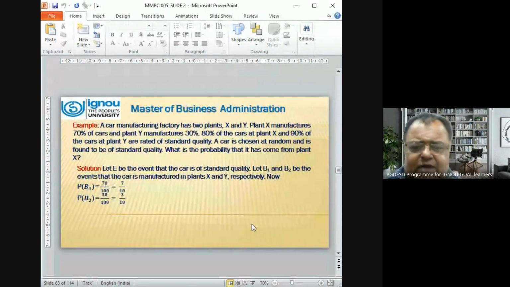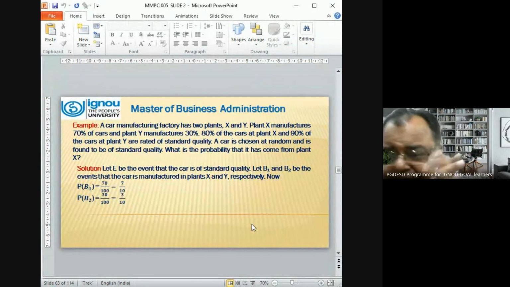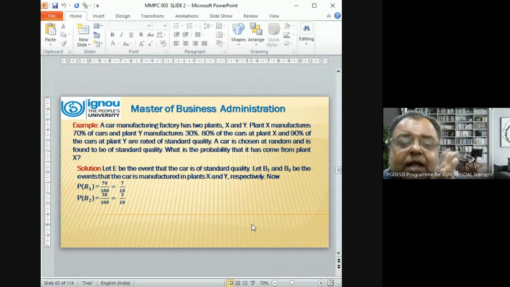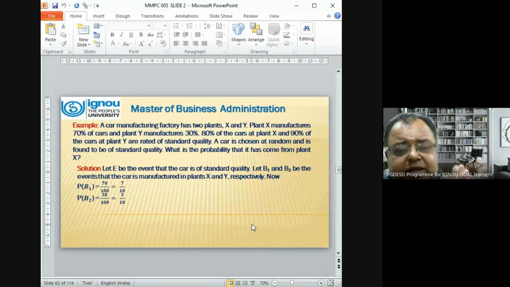This is Bayes conditional theorem, which is Bayes' theorem. Now see, how interesting is the problem. A car manufacturing factory has two plants, X and Y. Plant X manufactures 70% of the cars. So it's understood that plant Y will be making 30% of the cars. The event is manufacturing of the car by the two plants. So we will take P(B1) for the first plant, that is 70%, that is 7 by 10. And P(B2) is the remaining 30%, that is 3 by 10. Keep one thing in mind.